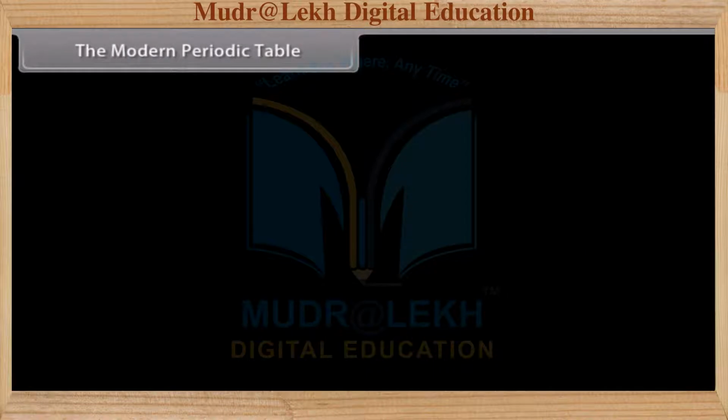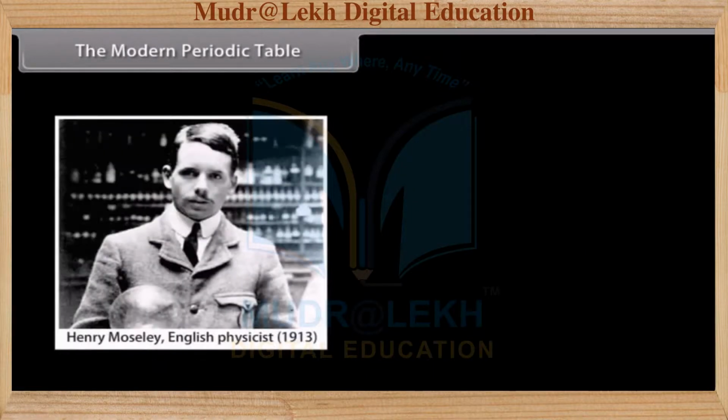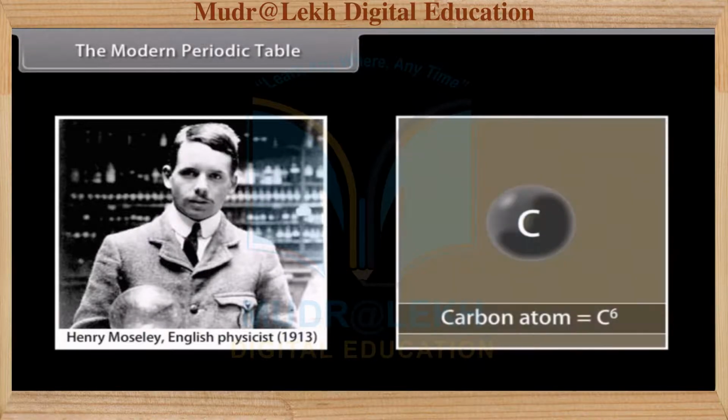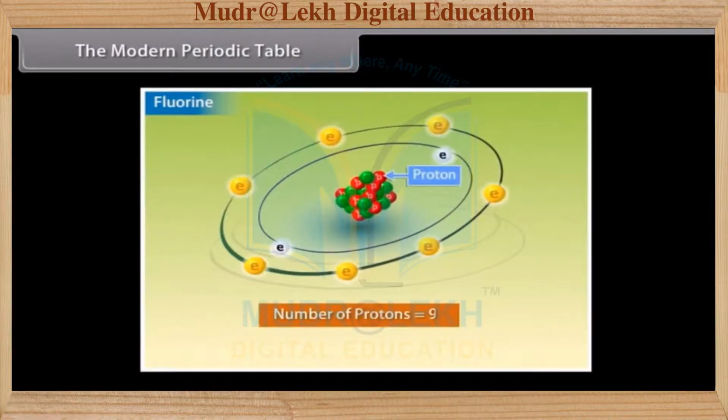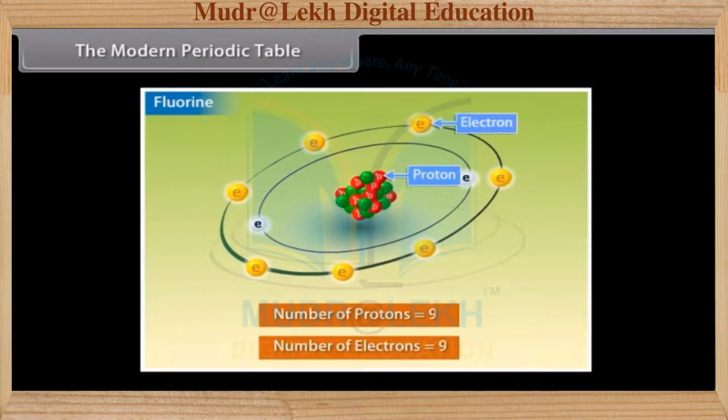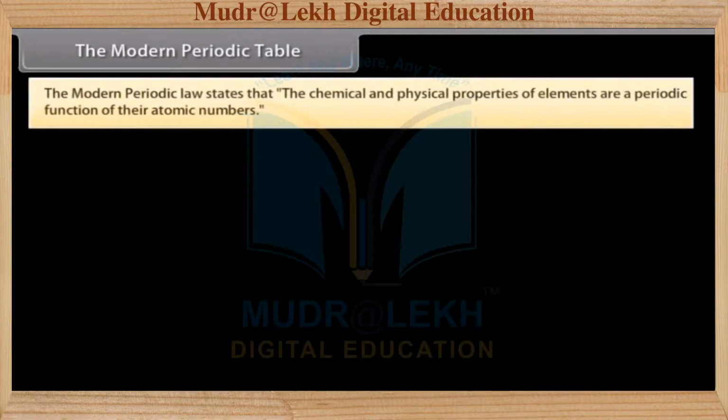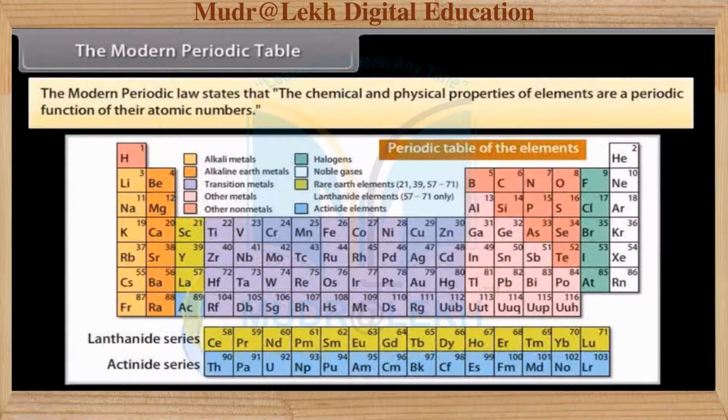The modern periodic table. Henry Moseley, an English physicist, in 1913, discovered that the atomic number is the most fundamental property of an element. Atomic number of an element refers to the number of protons in the nucleus of its atom. The number of electrons in the neutral atom is also equal to its atomic number. This led to a change in the periodic law. The modern periodic law states that the chemical and physical properties of elements are a periodic function of their atomic numbers.